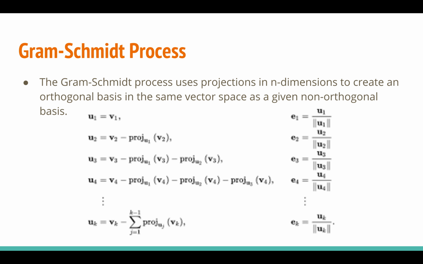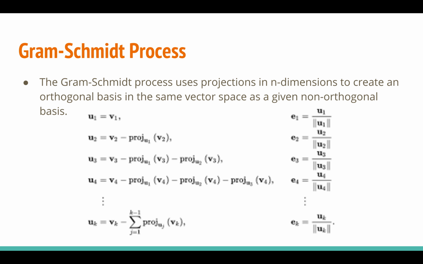Gram-Schmidt process is a process which uses projections in n dimensions to create an orthogonal basis in the same vector space as a given non-orthogonal basis. So we have a vector space that is, say, not orthogonal. It's in a strange form, but it spans a specific space. We want to have a way to find that specific space, except we want to use a basis which is easier to notate, one that is orthogonal.